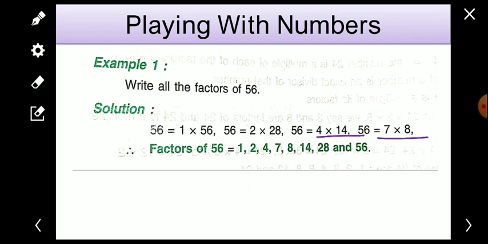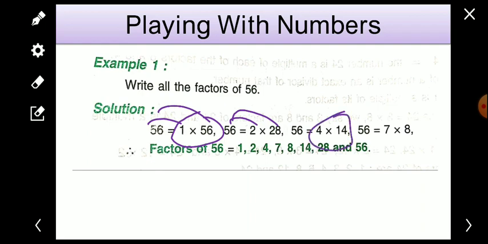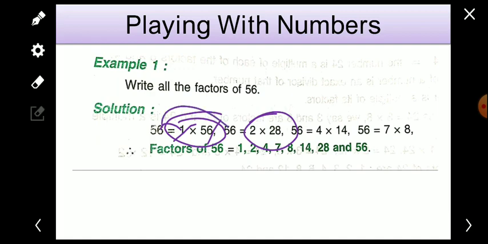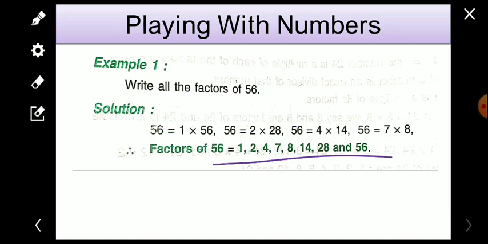So we have observed that if we write like this, then 1 and 56, these are the factors. 2 and 28, these are the factors of 56. 14 and 4, these are the factors of 56. 7 and 8, these are the factors of 56. So we have got that 1, 56, 2, 28, 4, 14, 7, 8, these are the factors of 56. Whenever we have to write the factors of any number, we will just write it in the form of multiplication, and whatever numbers are in the multiplication, those will be the factors of the number. Okay, so like this we can find.